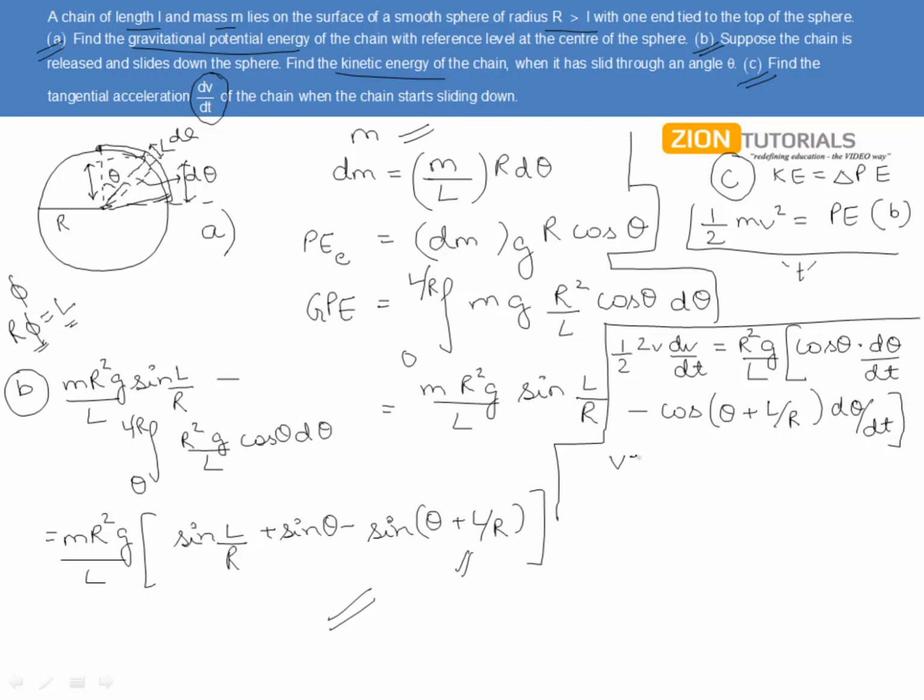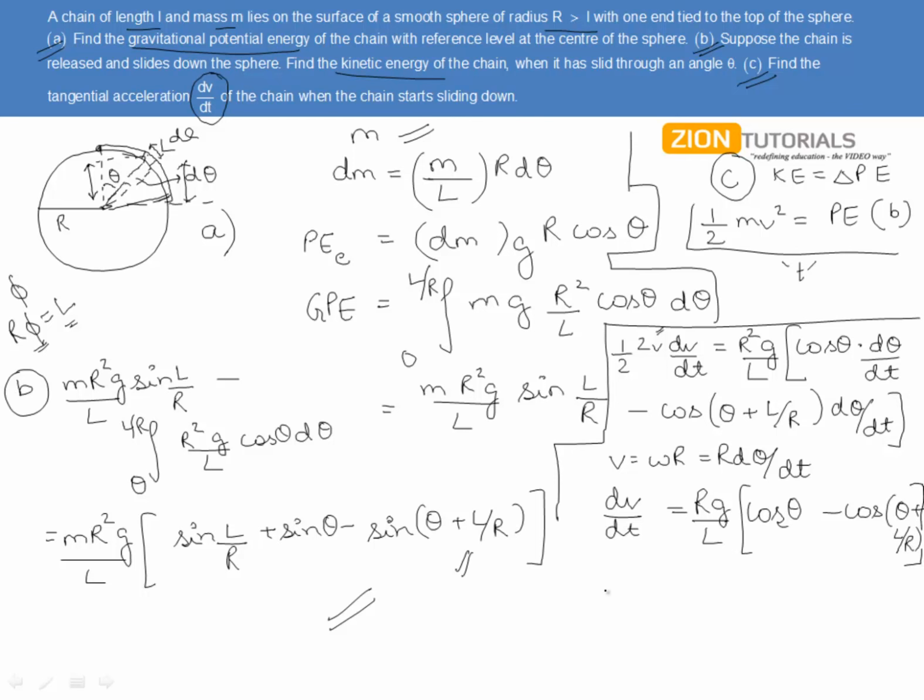Now we all know that v equal to omega r, so it can also be written as r d theta by dt. So we will be putting the value of v equal to this r d theta by dt, giving us dv by dt equals to r g by L into cos theta minus cos theta plus L by r.